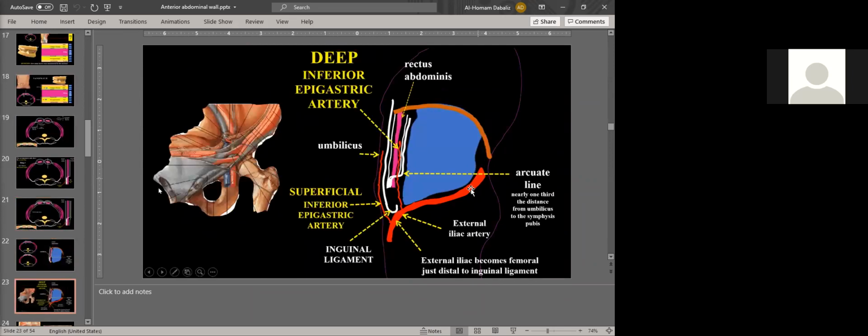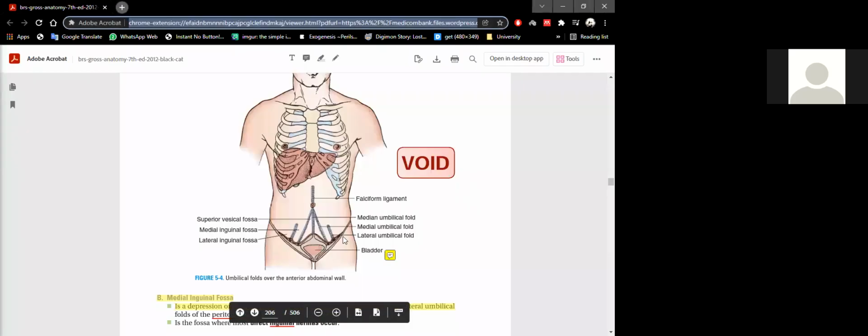As you can see here, this is your aorta, your external iliac artery, and it gives off a branch. This branch over here is your deep inferior, so it's deep and it's coming from down, so it's inferior, and it goes all the way up to your epigastric area. So it's a deep inferior epigastric vessel. Okay? And where does it run? It runs in the lateral umbilical fold. Goes all the way up over here. Okay?